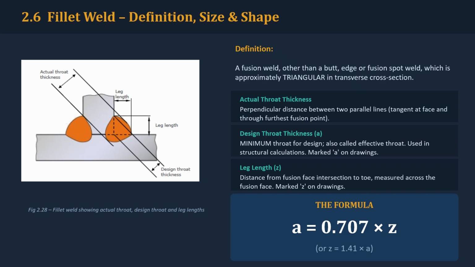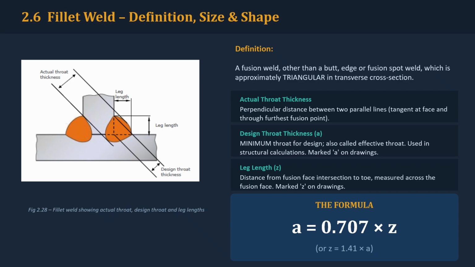For a conventional equal-legged miter fillet weld, these dimensions are related by a simple geometric relationship. A equals 0.707 multiplied by Z. In the opposite direction, Z equals 1.41 multiplied by A. The reason for the factor 0.707 comes directly from the geometry of an isosceles right triangle. The perpendicular throat is the altitude associated with the 45-degree geometry, and the sine of 45 degrees is approximately 0.707. For example, if the leg length is 10 mm, the theoretical design throat is approximately 7.07 mm. If the required throat is 10 mm, the corresponding equal leg length is approximately 14.1 mm.